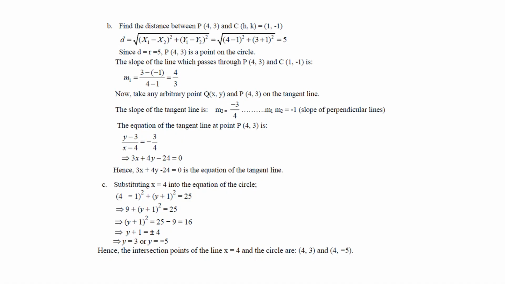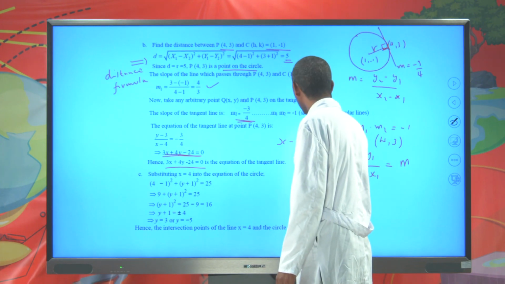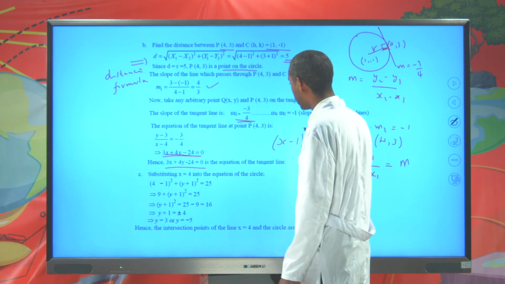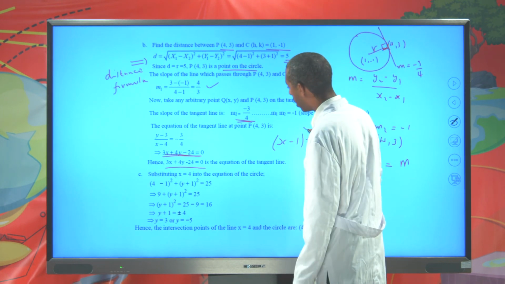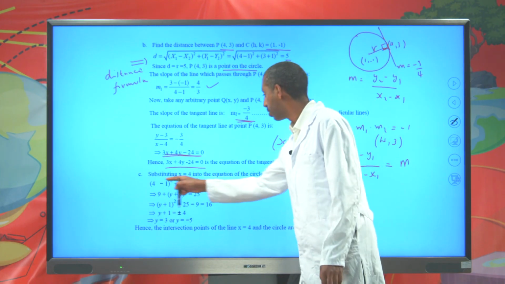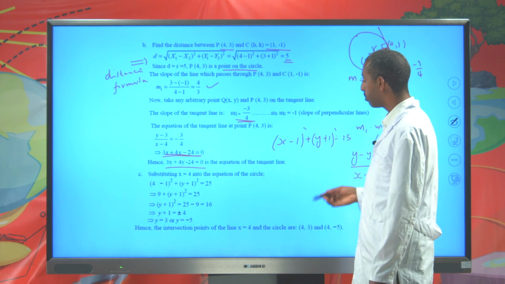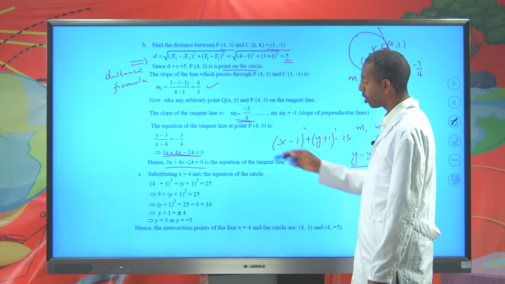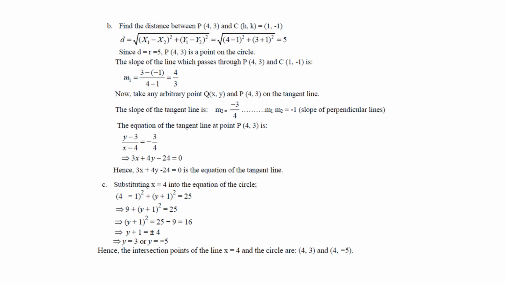Here, this was the standard form of the circle, which is (x minus 1) the whole square plus (y plus 1) the whole square is equal to 25. This was the equation we found before. So we know the value of x, which is 4. So in place of x, just replace 4. (4 minus 1) the whole square plus (y plus 1) the whole square is equal to 25. Our aim here is to find the value of y. So if you simplify that, it gives you 9.